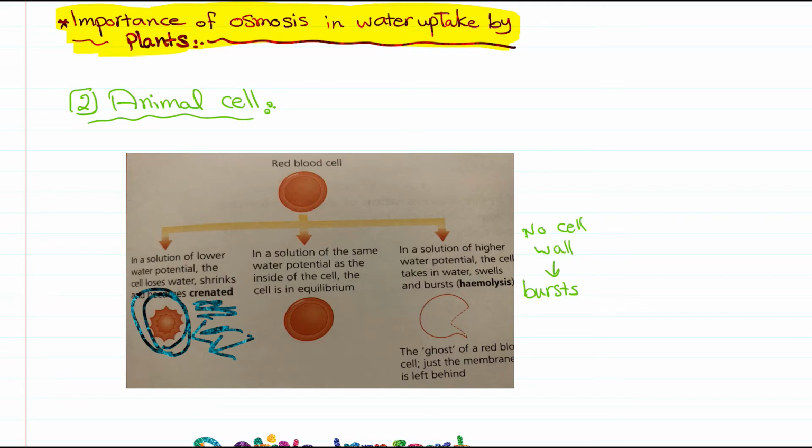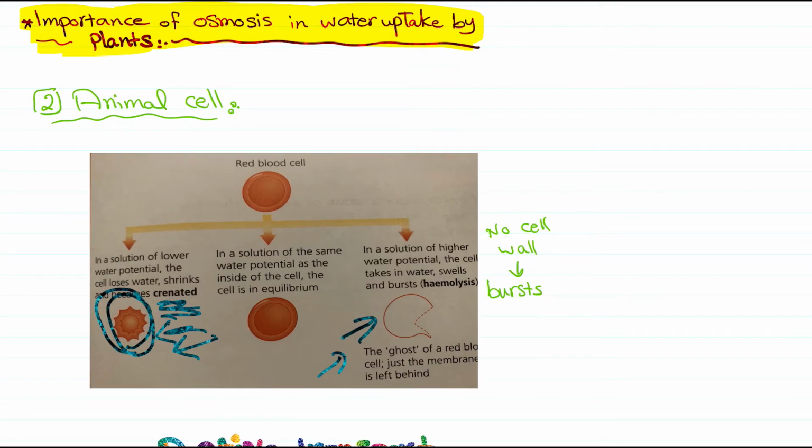But if we add this cell in diluted or pure water, the water will move inside the cell, but we don't have any layer of protection, we don't have a cell wall. That's why the cell will burst. As you see here, we are saying the ghost of the red blood cell, just the membrane left behind, but the whole content of the cell is released out because of bursting of the cell. Here, bursting of the animal cell because there is no cell wall.